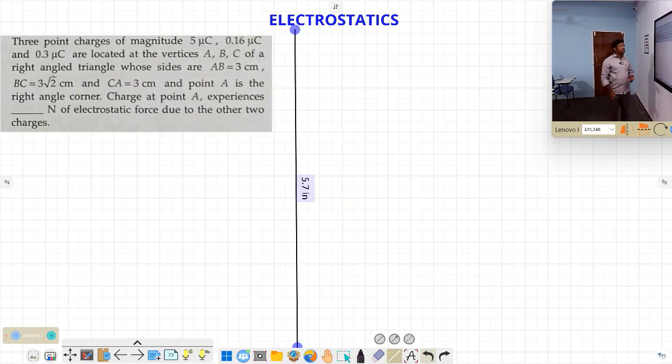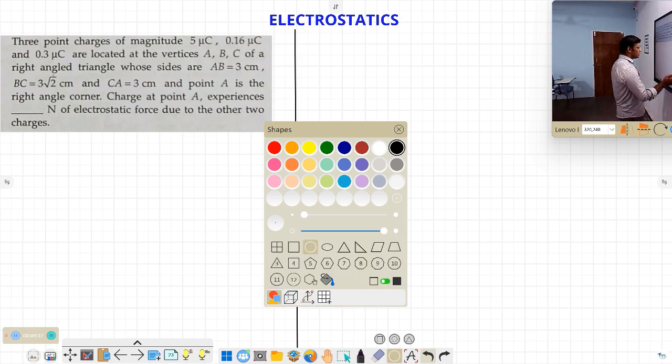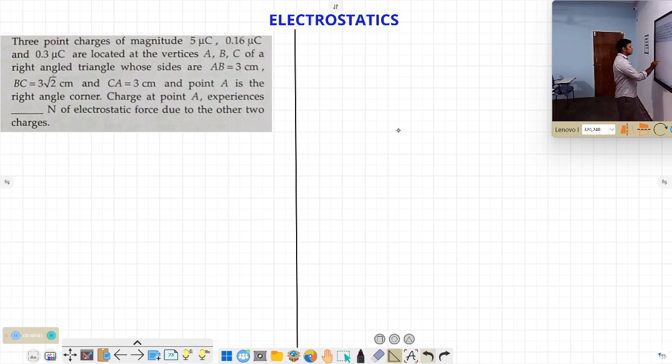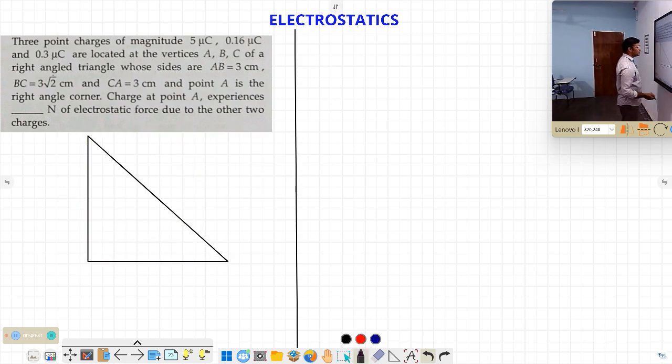Now this question is based on electrostatic force. Three charges are given, 5 microcoulomb, 0.1, 6 microcoulomb, and the third one 0.3 microcoulomb, located at 3 vertices of a right angle triangle, whose sides AB, BC, CA values are given. So you take a right angle triangle, so that using the right angle triangle I am able to explain the structure of this. This is one of the right angle triangles we can take. Now in the right angle triangle, what are the charges given? 3 charges are given.